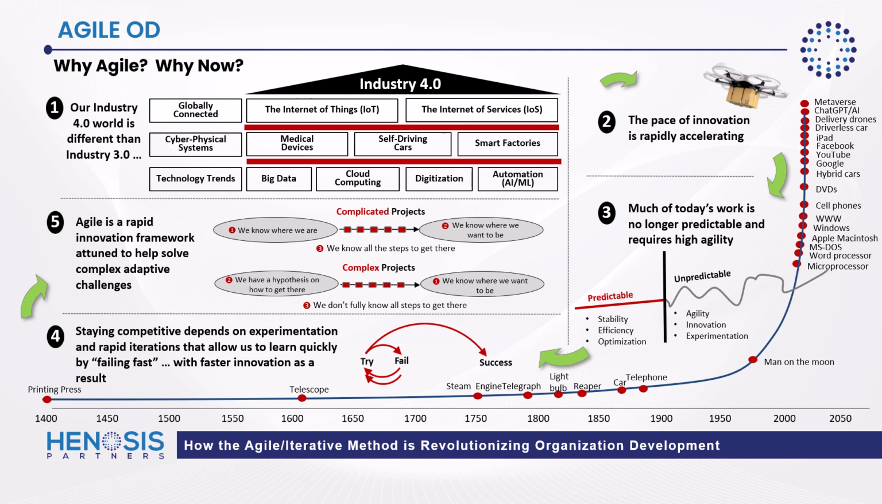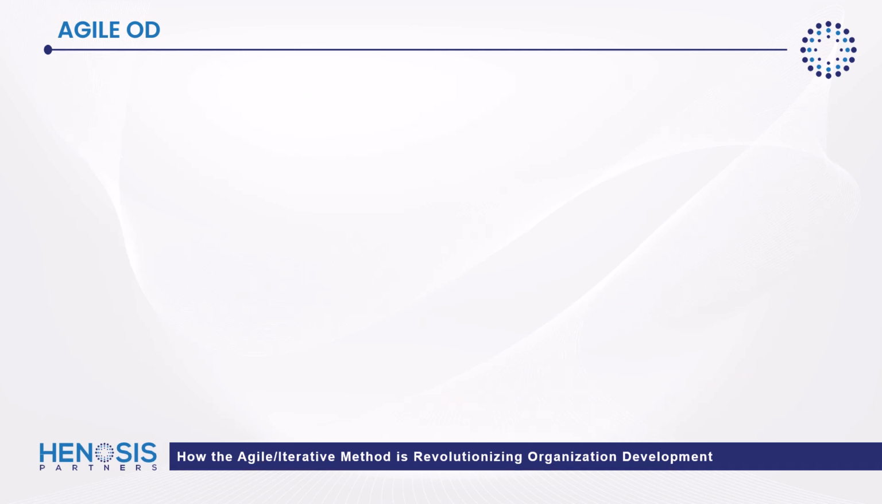Complex projects or complex adaptive challenges are different in that we know where we want to be, and we have a hypothesis on how to get there, but we don't fully know all the steps along the way. This is where experimentation and use of the Agile iterative method become central to us helping solve for complex adaptive challenges. So it's for all of these reasons that we say, why Agile and why now?